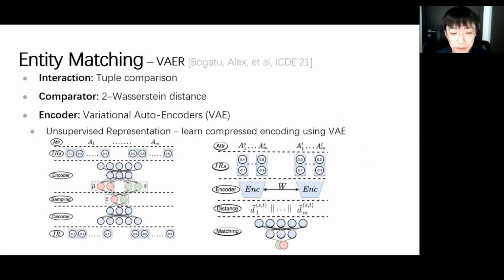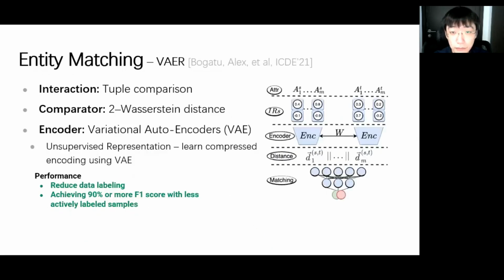For the unsupervised representation learning, it uses a variational autoencoder that encodes and restores the information of attributes in terms of LSA. So the learned encoding is more compact and informative, and also has good transferability. As for the performance of VAER, it can greatly reduce the data labeling cost. It achieves a 90% or more F1 score with less actively labeled training data.